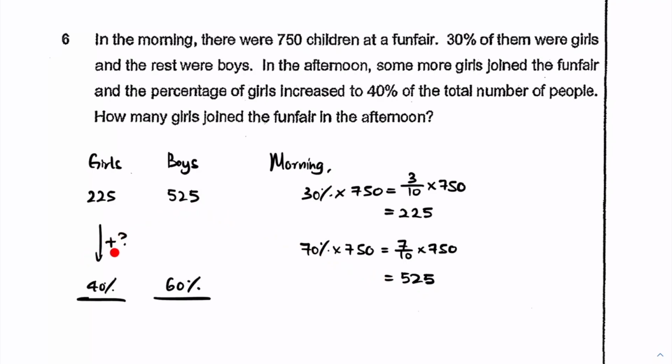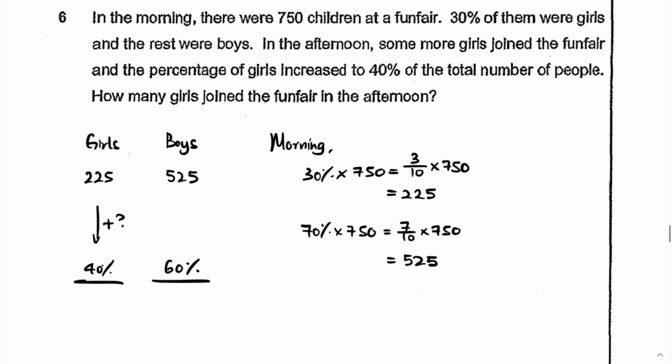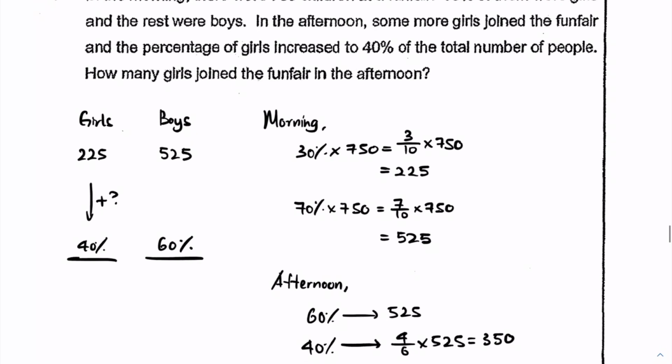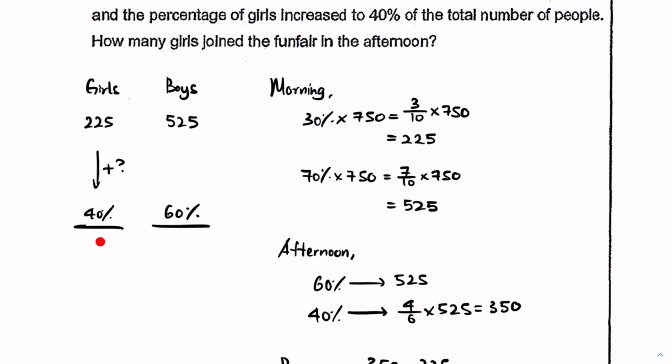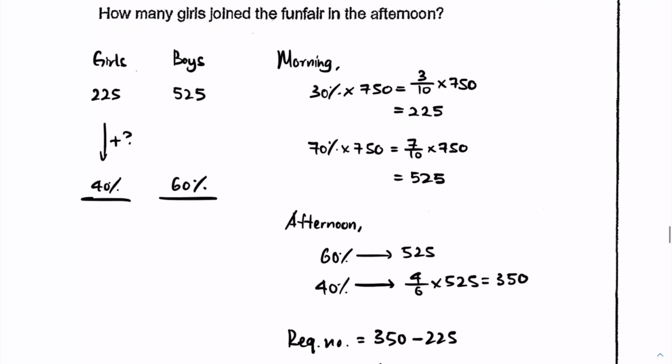Some girls joined the fun fair, so I don't know what the addition is. And the percentage of girls increased to 40% of that new total. We don't know what the new total is, but if 40% were girls, that automatically means 60% were boys. With boys being unchanged, 60% of that new total is 525 students, which means 40% of that new total is 350. Since the girls after is 350, we can find out exactly how many girls joined. Since the beginning, there were 225 girls. So the answer is therefore 125.